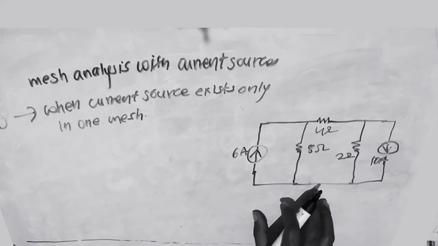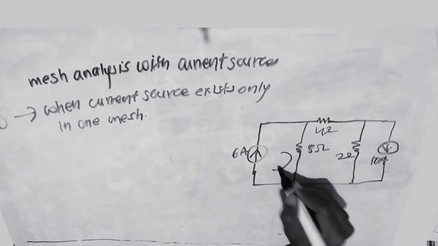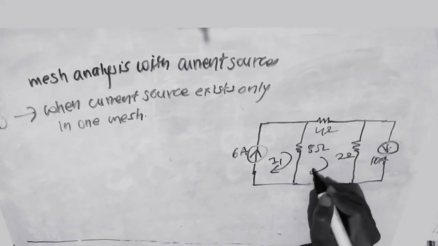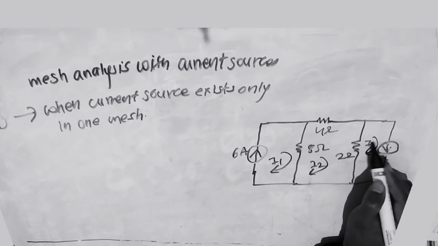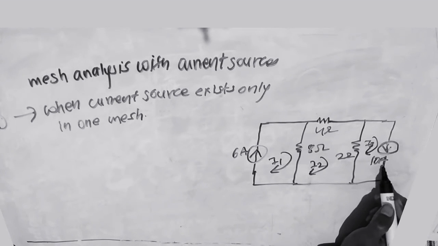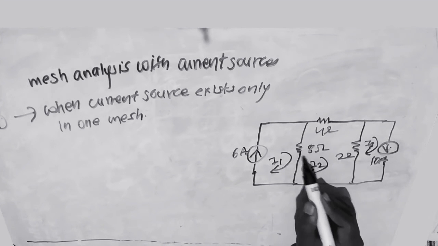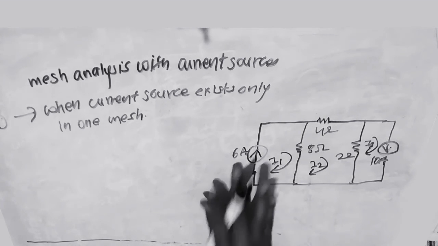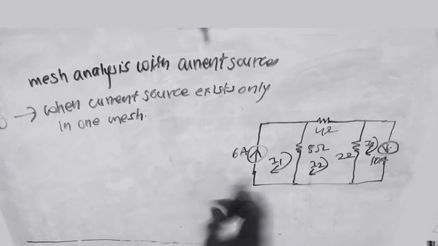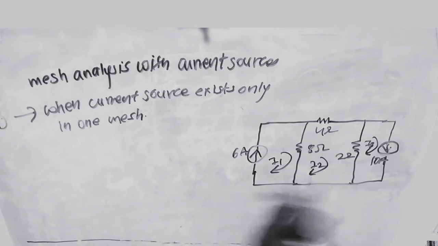So here we have this circuit. Our first step is to assign the mesh currents. Here we have I1, I2, and here we will assign I3. Here we have a 10 ampere current source, 2 ohm resistor, 8 ohm resistor, 4 ohm resistor, and again a 6 ampere current source given here. Applying KVL, first we apply KVL to mesh second.